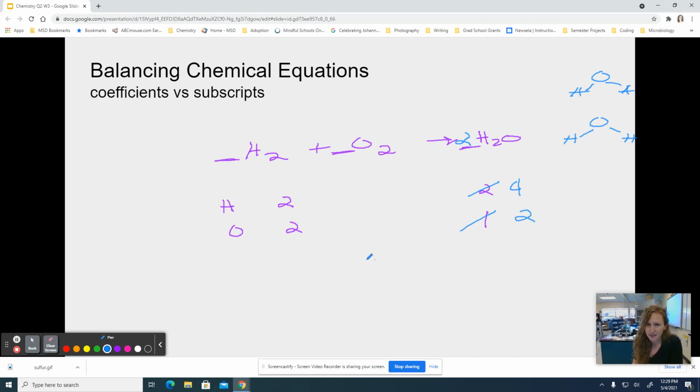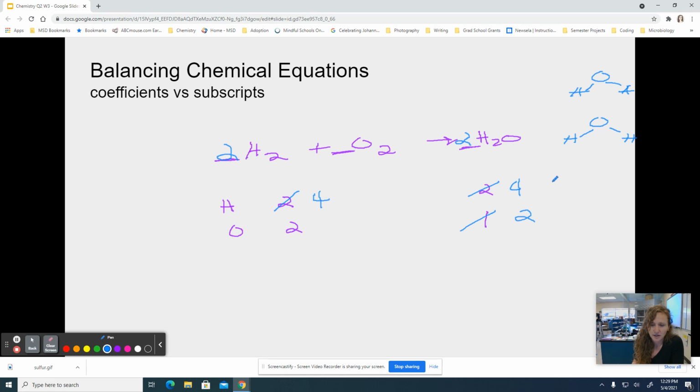Just keep trying, and you'll eventually balance everything. Okay, so my oxygens are balanced now. Now I need to revisit my hydrogens. I have 4 on the product side. I have 2 on the reactant side, so I'm going to double this.